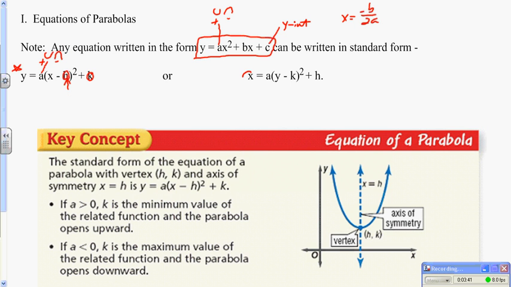Now look at this equation here. It's solved for x, which means this one's not going to open up or down. It's going to open right or left. Okay, again, if it opens right, it was positive. If it opens left, it was a negative. This one is still considered vertex form, but we have to be careful about how we take the information from the equation. And we'll have an example like that later too.